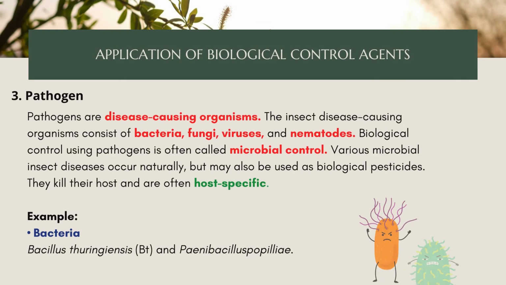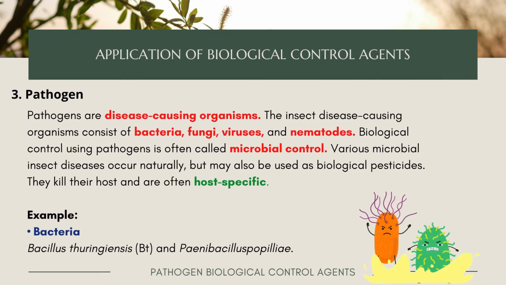Okay, the third and last one is pathogen. Basically, pathogens are disease-causing organisms. They cause disease to the specific insect that we want to control, and we call it microbial control. They consist of bacteria, fungi, viruses, and nematodes.